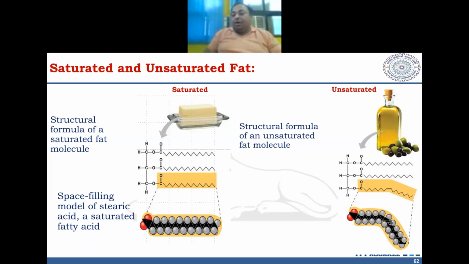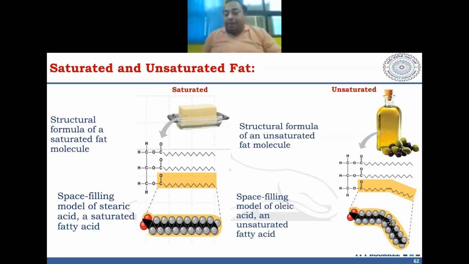acid. Here you see the structural formula of an unsaturated fat molecule. This is the space filling model. But now what I'm going to talk about is even more interesting. I would talk about monounsaturated and polyunsaturated. When you see the monounsaturated, you see there is a clear bending. But when there will be multiple unsaturation, they would balance and ultimately they would get a shape more like this.